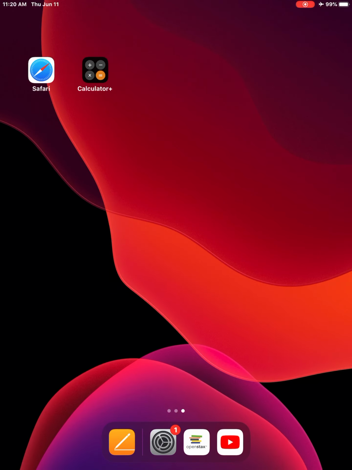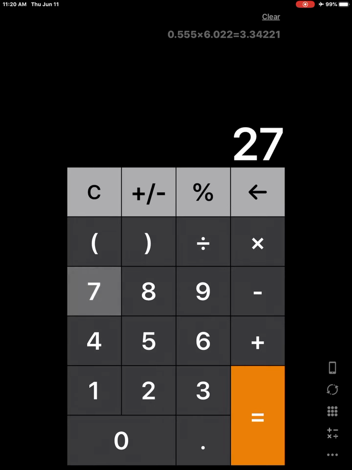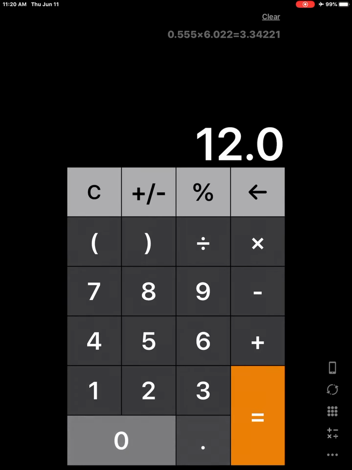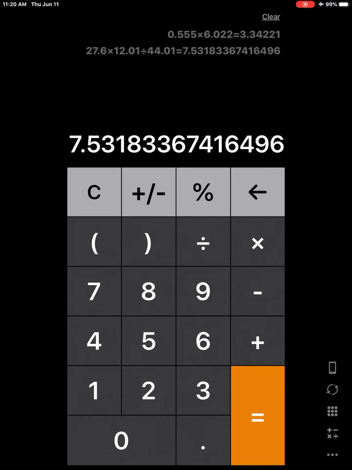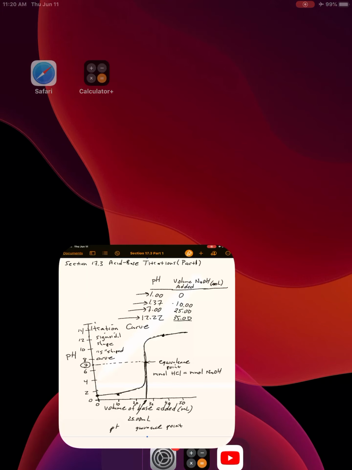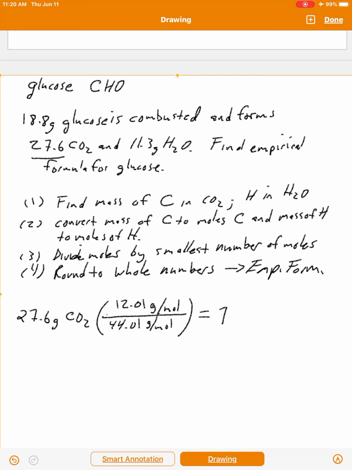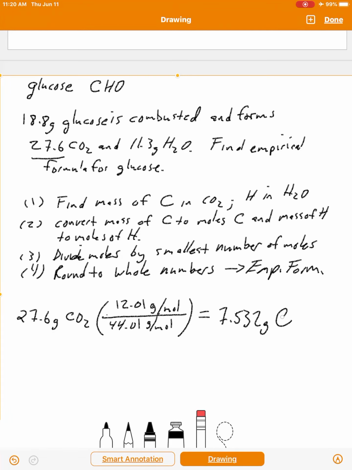So let's bring up our calculator. 27.6 times 12.01 divided by 44.01, and you get 7.532. So that right there tells you the mass of carbon, not only in the carbon dioxide, but in glucose, right? Because the combustion reaction results in all of the carbon being converted from glucose into carbon dioxide.